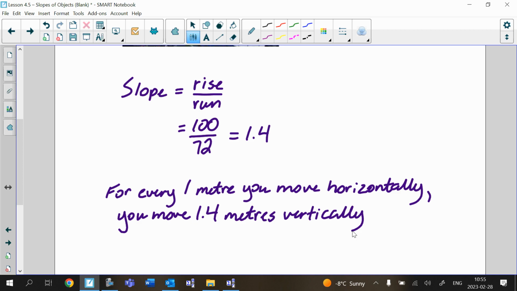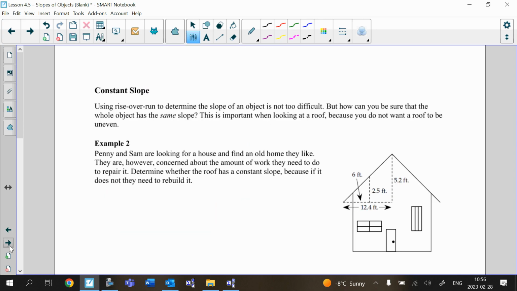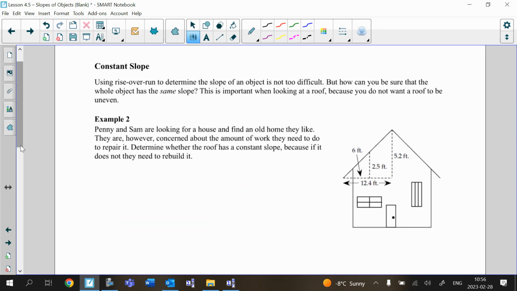Here's another place where we can use it: how steep a roof is, and whether it actually has a constant slope. Because if you have a roof that doesn't have a constant slope, you're probably going to have some problems. And it's not just with your roof. It could be with ceilings inside your house, like me. I've got a corner by my front door where the plaster peeled off when it got warm because something was leaking through. So something's not right. Something's not flush.